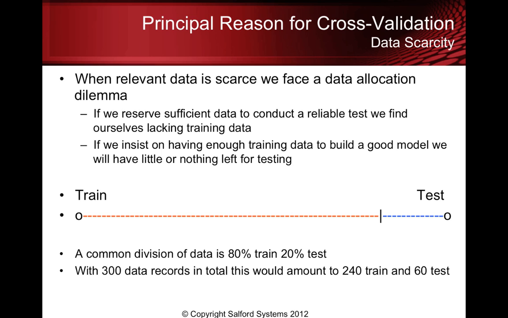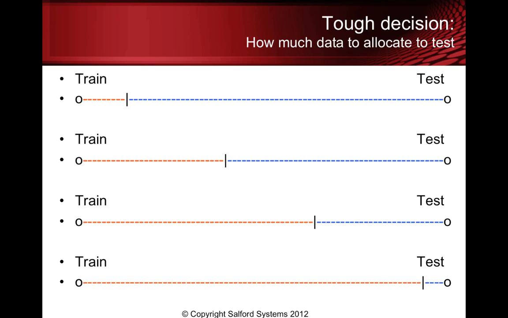A common division of data is 80% train and 20% test. So suppose you had a really small data set with, say, 300 data records in total. If you use the 80-20 split, you'd have 240 to train and 60 to test. So we have a tough decision here, which is how much data to allocate to test.